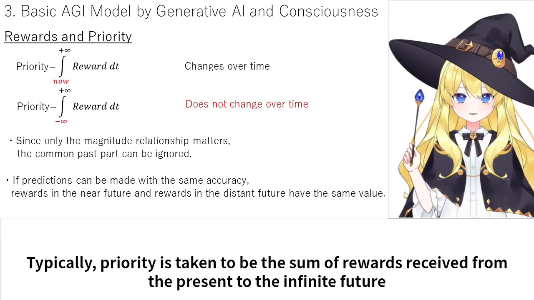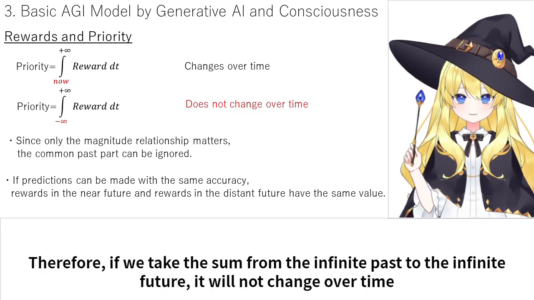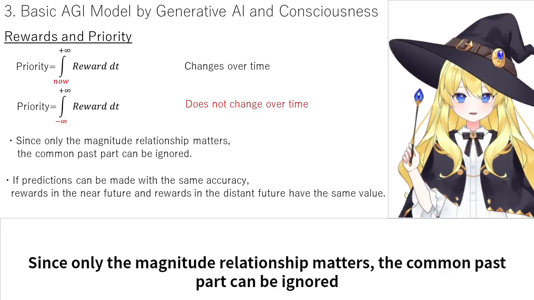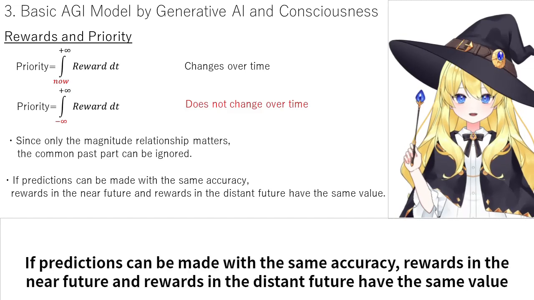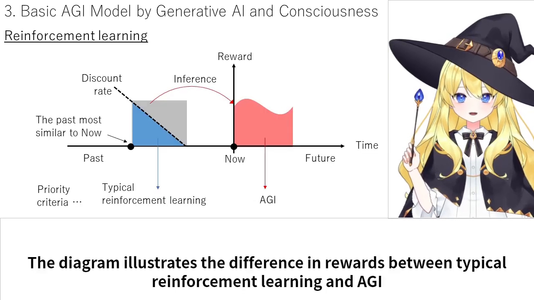Typically, priority is taken to be the sum of rewards received from the present to the infinite future. However, in this case, it changes over time. Therefore, if we take the sum from the infinite past to the infinite future, it will not change over time. Since only the magnitude relationship matters, the common past part can be ignored. If predictions can be made with the same accuracy, rewards in the near future and rewards in the distant future have the same value. The diagram illustrates the difference in rewards between typical reinforcement learning and AGI.